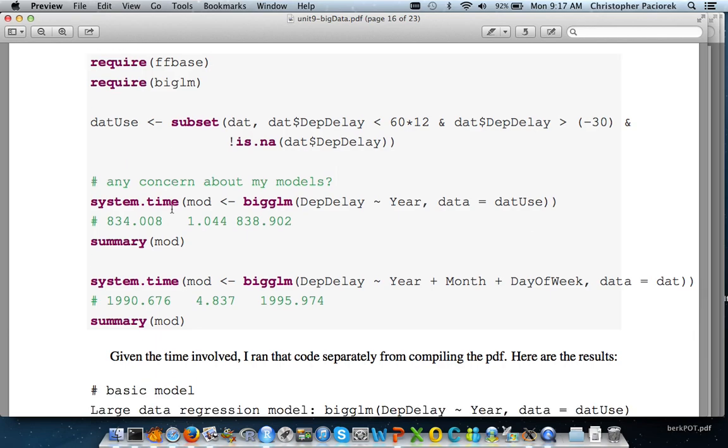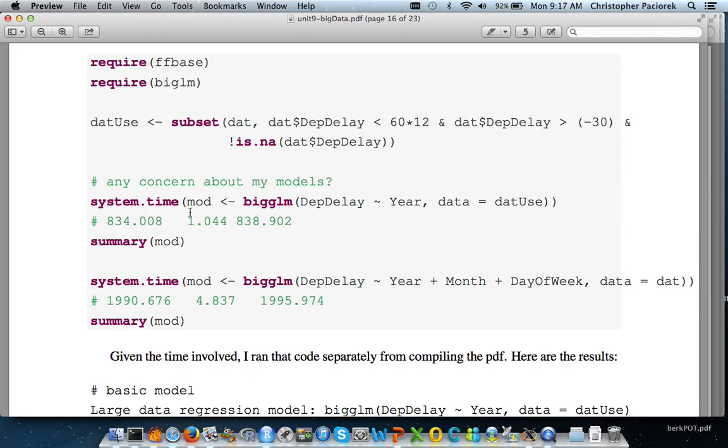So first I take a subset of the data where the departure delays, I'm cutting off the right tail and I'm cutting off the left tail just so I don't have values that are extremely large. So this is not a very good workaround for dealing with a long tail, but hopefully you guys will give me a little bit of a pass here. And anything where there's a missing value for the departure delay.